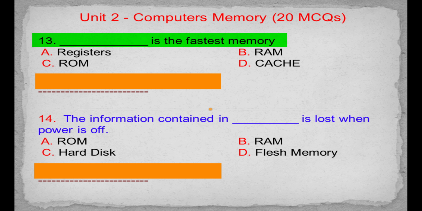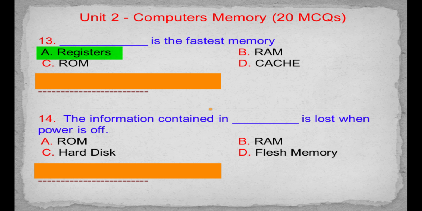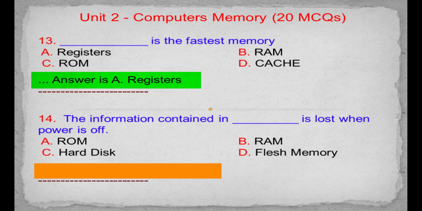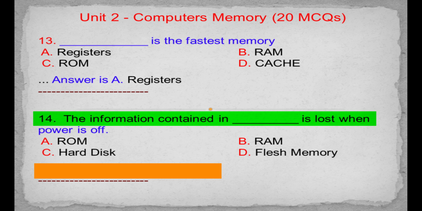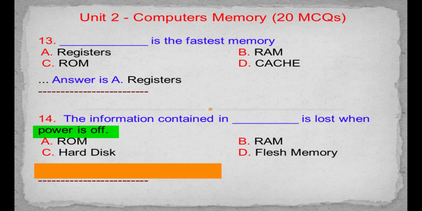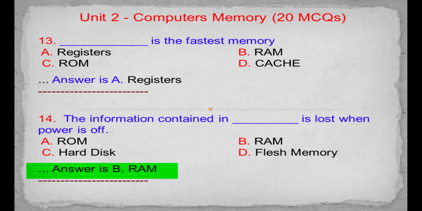MCQs number 13. Dash is the fastest memory. Option A, registers, option B, RAM, option C, ROM, option D, cache. Correct answer is option A, registers. MCQs number 14. The information contained in dash is lost when power is off. Option A, ROM, option B, RAM, option C, hard disk, option D, flash memory. Correct answer is option B, RAM.